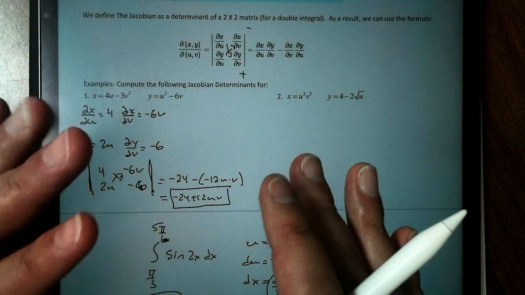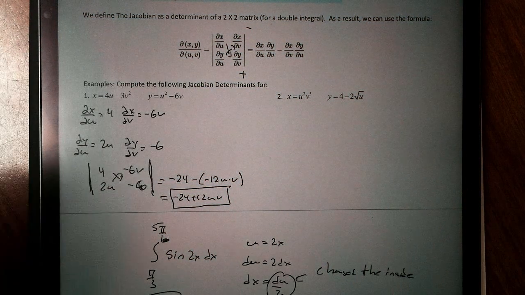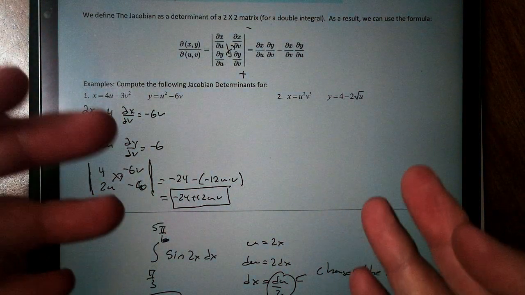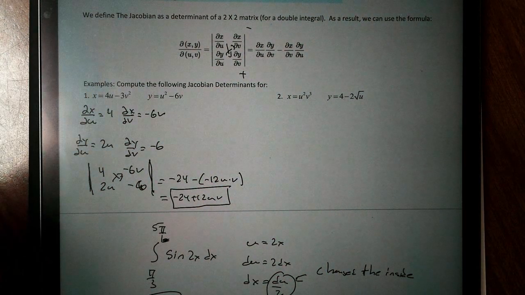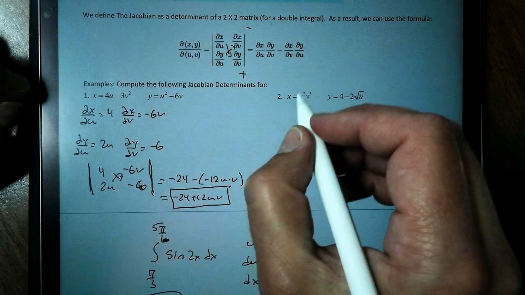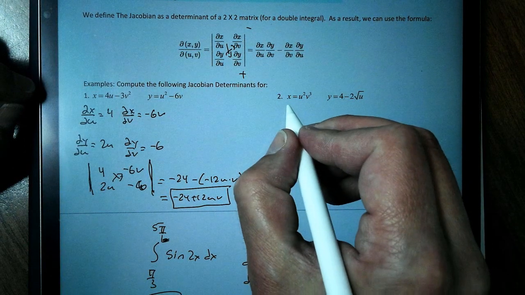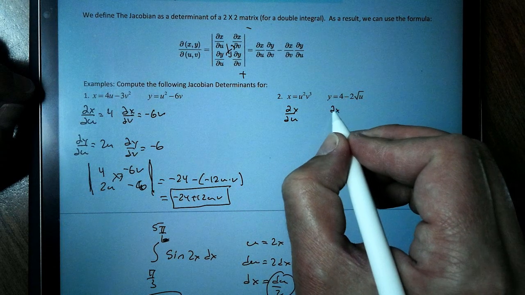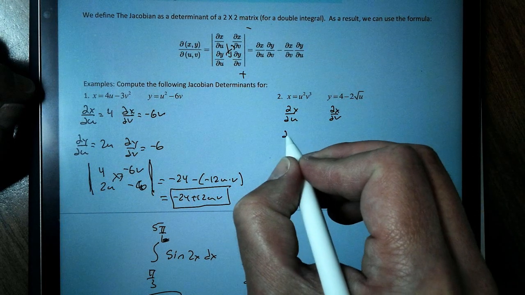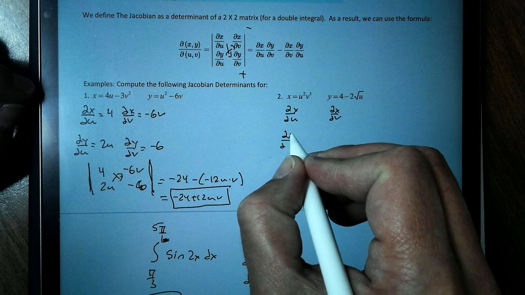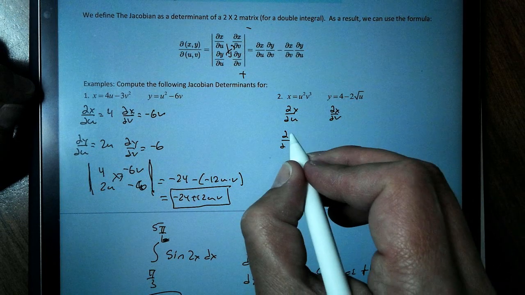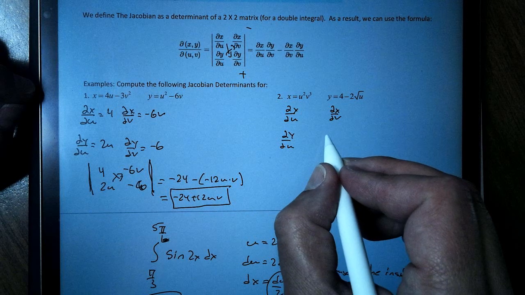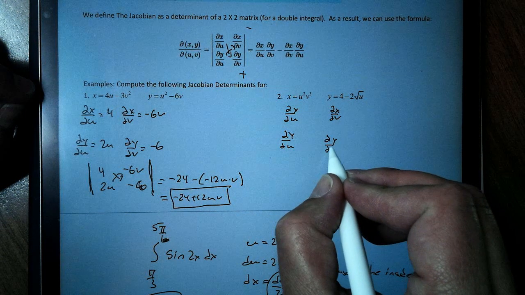Now, in the next lesson, we're going to put this all together, how we actually use substitution in multivariable integrals. All right, so let's try the next one here. We need the partial of x with respect to u, the partial of x with respect to v, the partial of y now with respect to u, and the partial of y with respect to v.